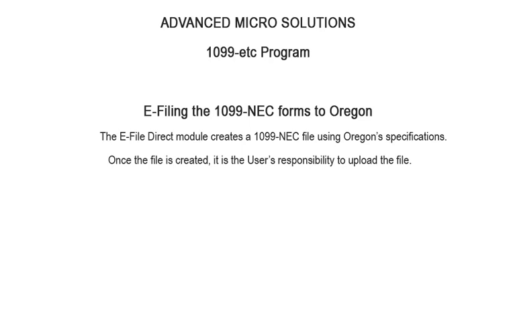This tutorial covers e-filing the 1099 NEC forms to Oregon. The e-file direct module creates a file using the Oregon specifications. Once the file is created, it is the user's responsibility to upload the file. Please note, Oregon may require a pre-registration process. Please contact the state for more information.